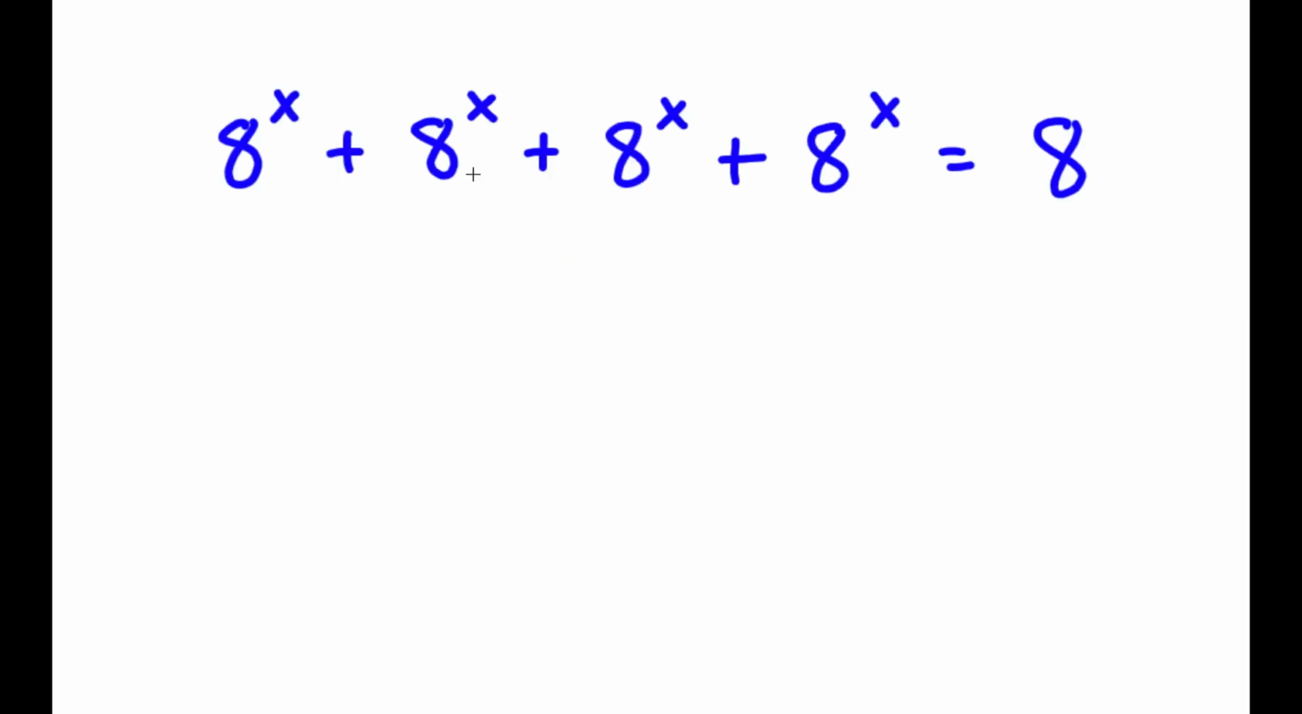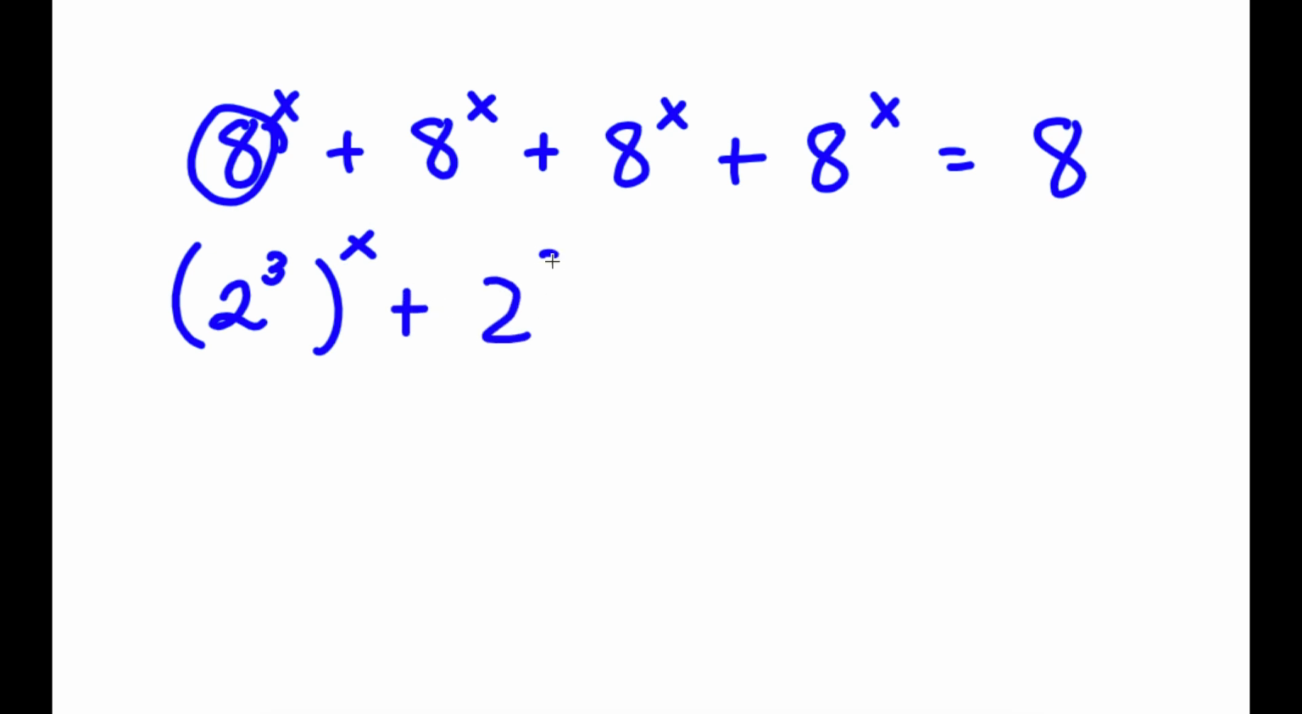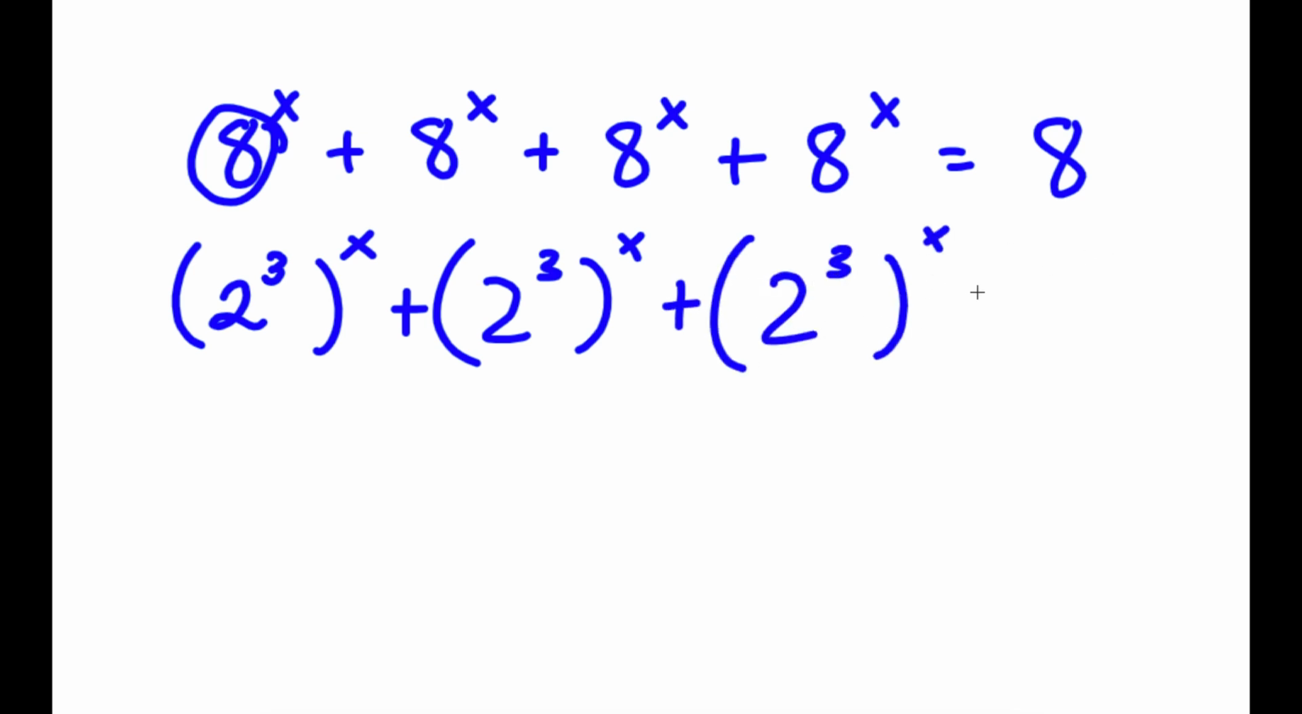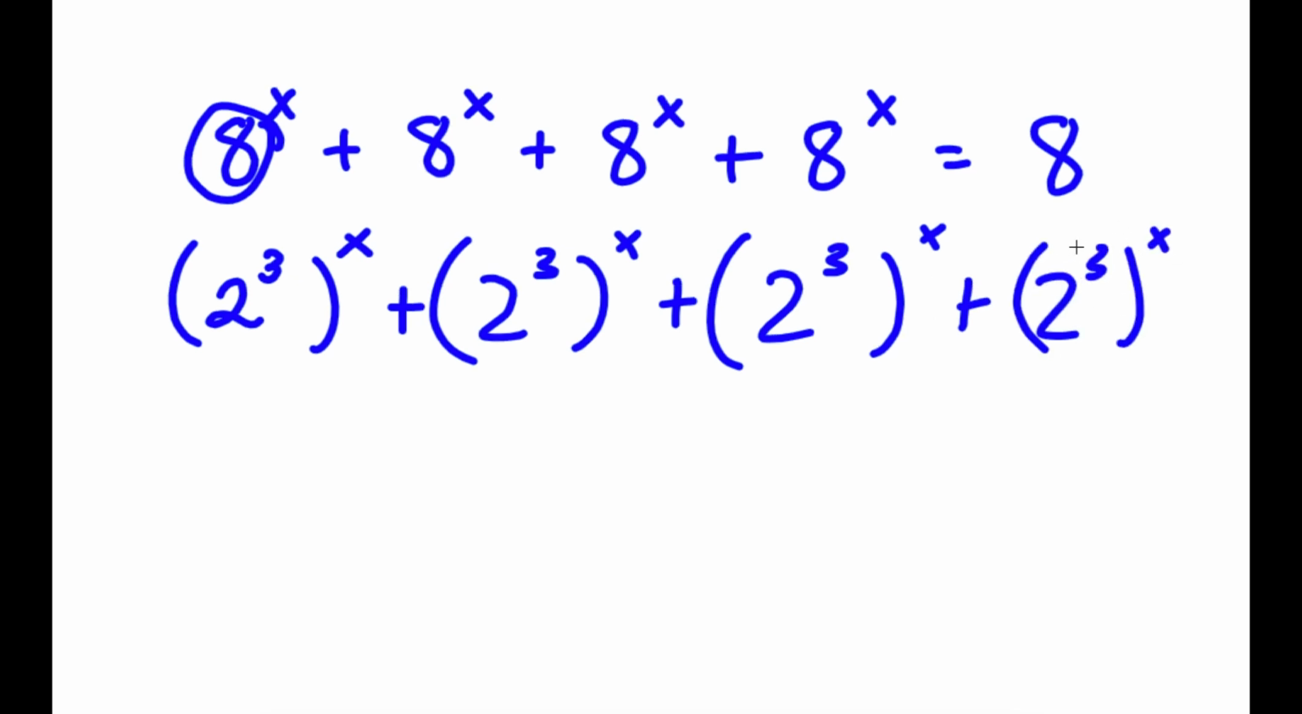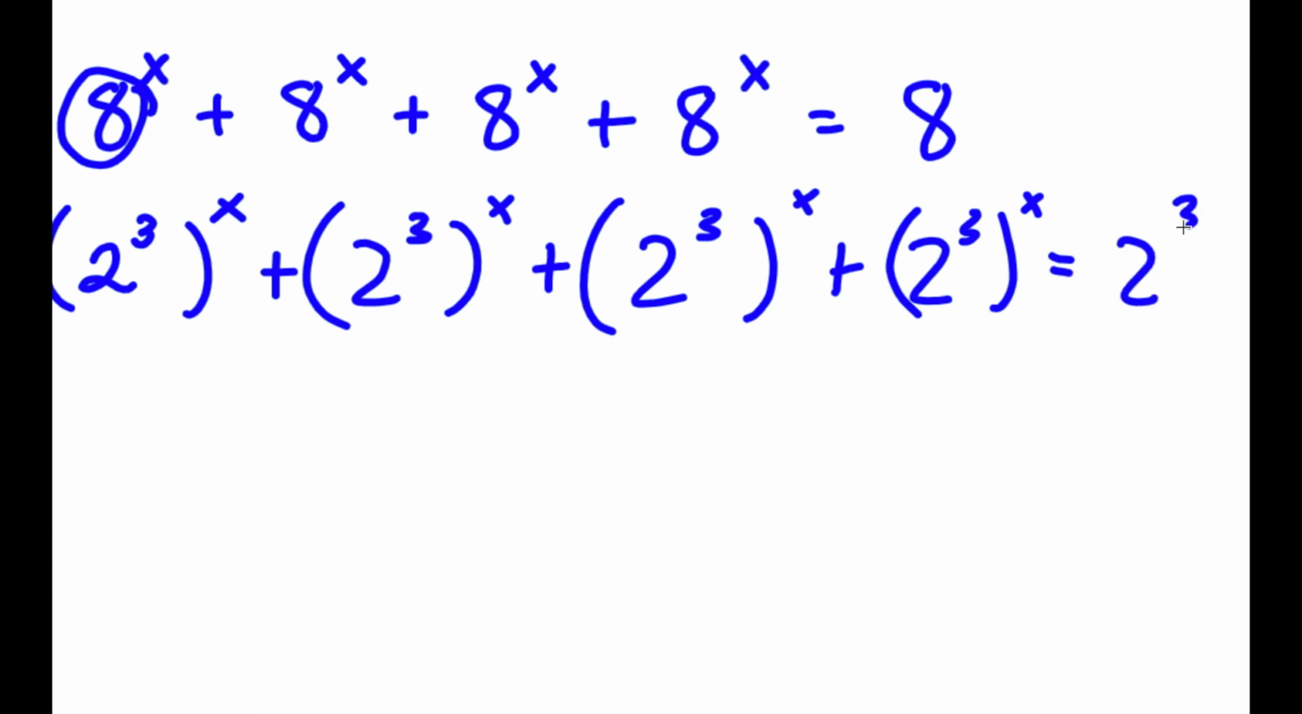Alright, so in this problem, I have a to the power of x plus a to the power of x plus a to the power of x plus a to the power of x is equal to 8. To solve this, I'm going to first start by replacing 8 with 2 to the power of 3. So now I have 2 to the power of 3 to the power of x, four times added together, is equal to 2 to the power of 3.